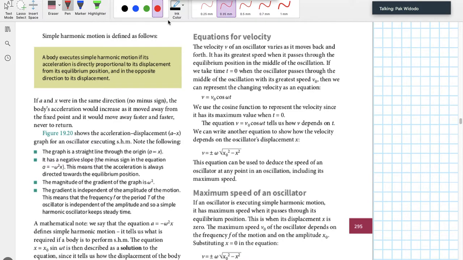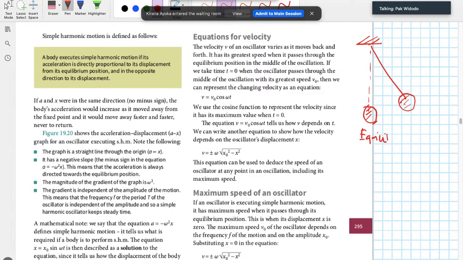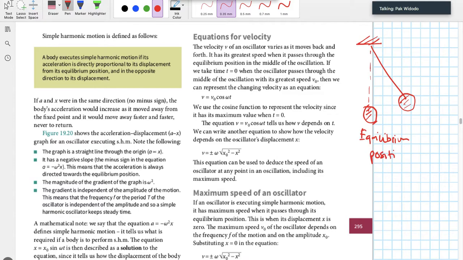If I draw it, this is the equilibrium position. So they have acceleration, which is directly proportional to its displacement.